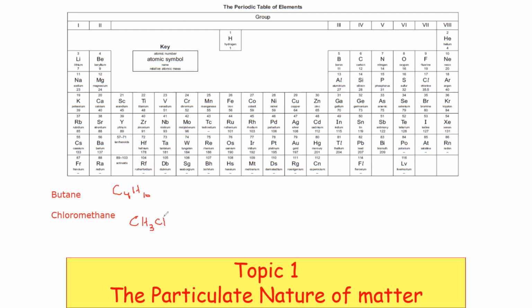Again, the same question: you have to identify in which gas the particles will move faster, or which gas is lighter, because the lighter particles will move faster. Butane is C4H10 and chloromethane is CH3Cl. So we have carbon, hydrogen, and chlorine. These are the three elements present in these two compounds. Take your time and work out the answer.